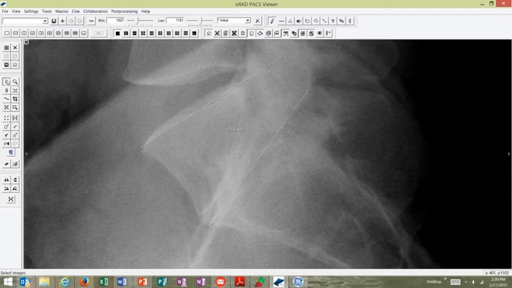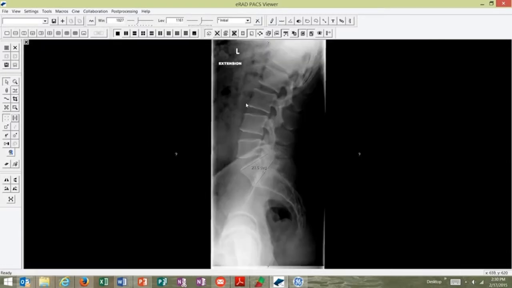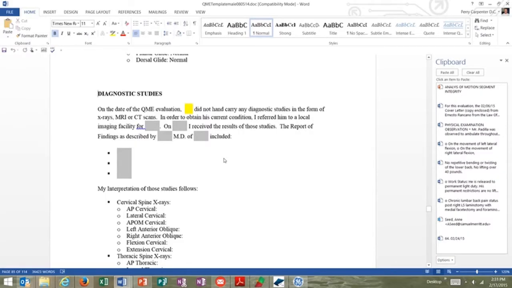Okay, so we have our measurements, and let's now find out how we report those findings into the text of our QME reports. So then we go into our QME reports here, and I've brought up here my QME report template, and we're in the section of the report entitled Diagnostic Studies. So let me just say a couple of words about how to report the findings of your diagnostic studies.